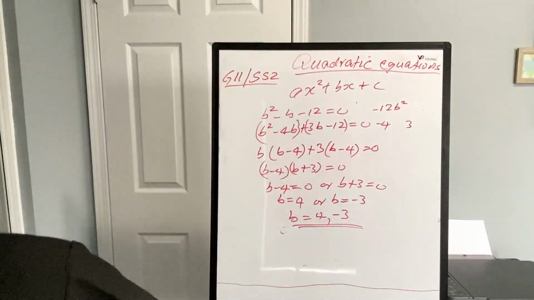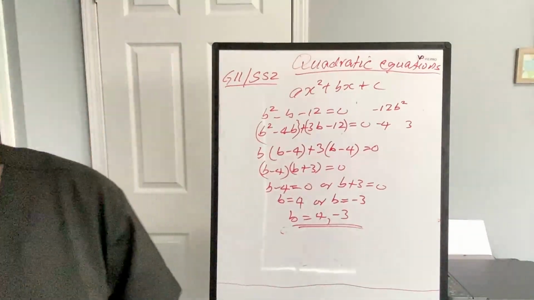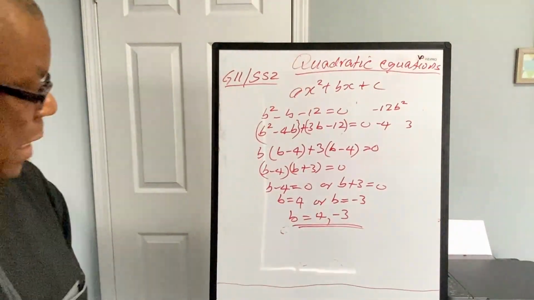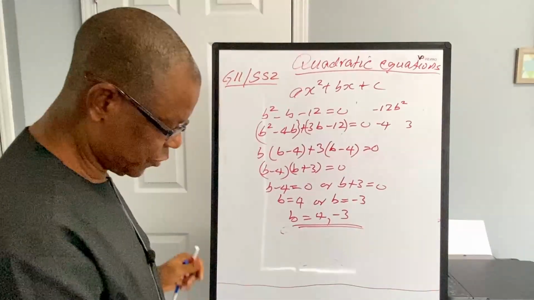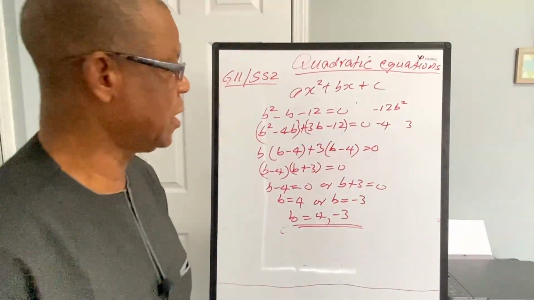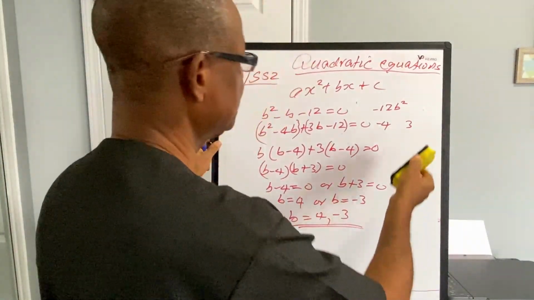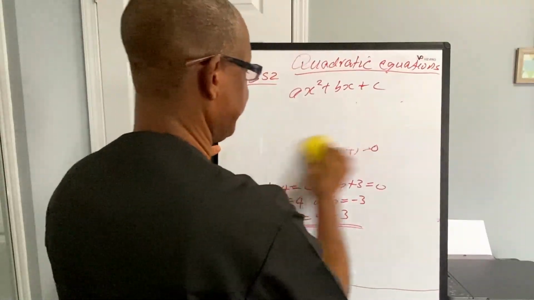Let's go ahead and check other aspects of this. The second method, which we said is completing the square method. Completing the square method.